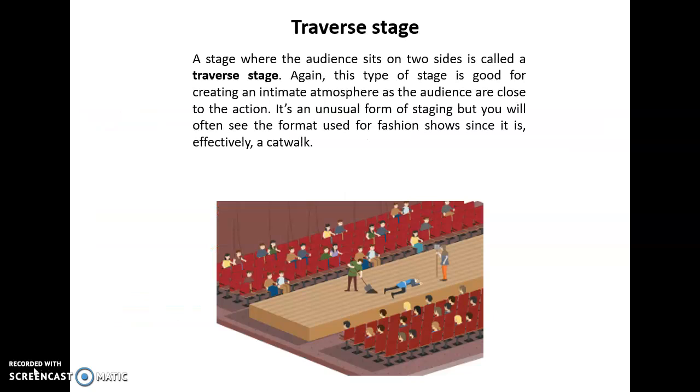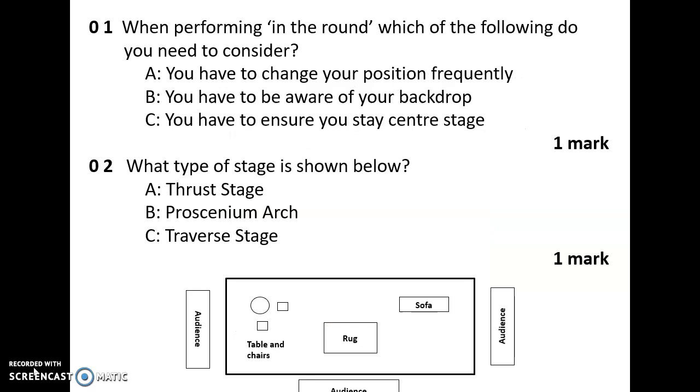Okay, a traverse stage, a stage where the audience sits on two sides, is good for creating an intimate atmosphere as you're close to the audience. Sometimes this is good for fashion shows, as if you're sat on the front row, you can really see the detail in the garments that are being shown to you. It's an unusual form of staging, as you can't go off in the middle of the stage, you have to walk right to the end, and sometimes you have your back to the audience. So if you're facing one half of the audience, you've got your back to the other half, so that can be an issue as well.